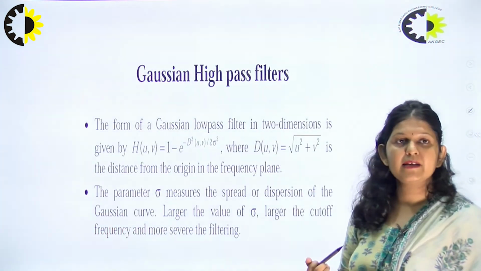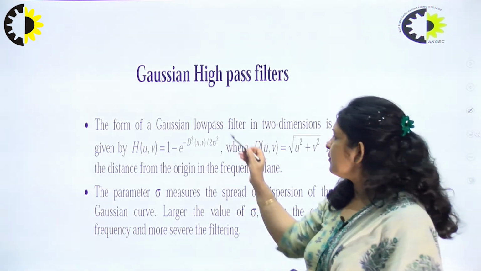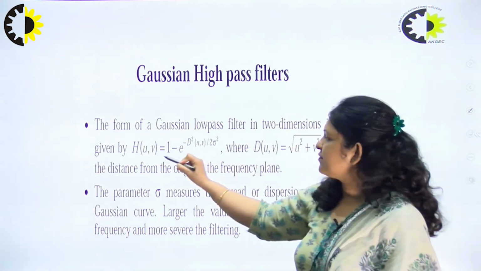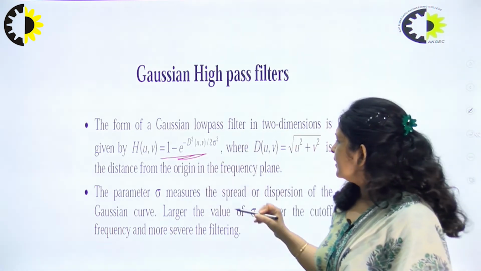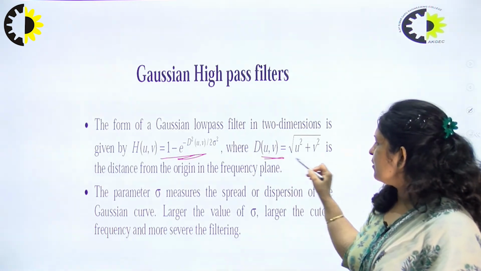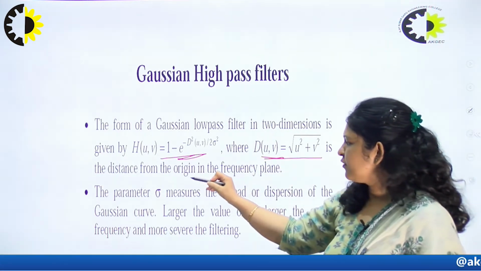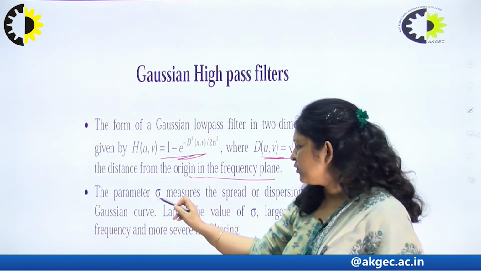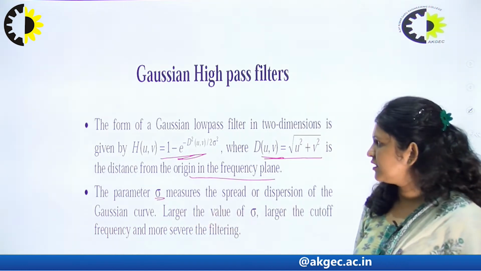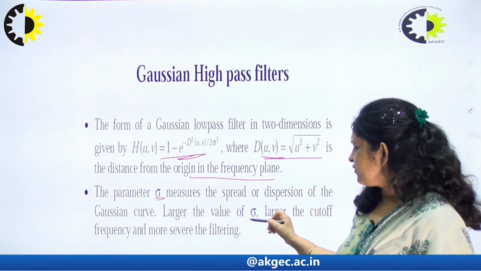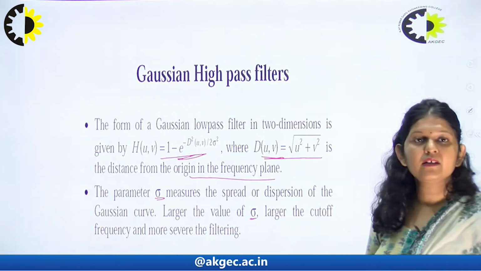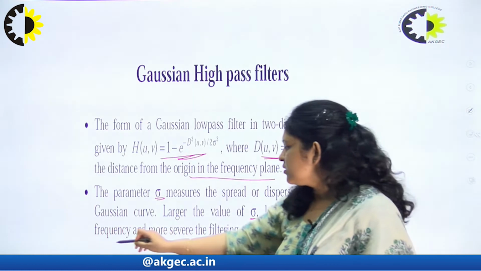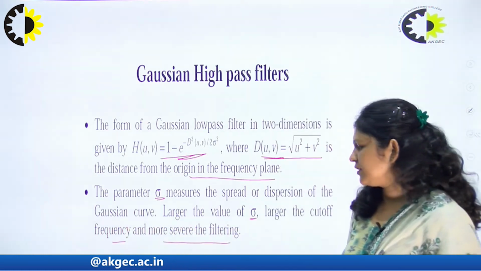Now Gaussian high pass filters. The form of the Gaussian low pass filter we have seen is given by this, where D of u comma v is the distance from the origin in the frequency plane. The parameter sigma, we know, represents the spread or the dispersal. The larger the value of sigma, the larger would be the cutoff frequency. So here we will get more severe filtering.